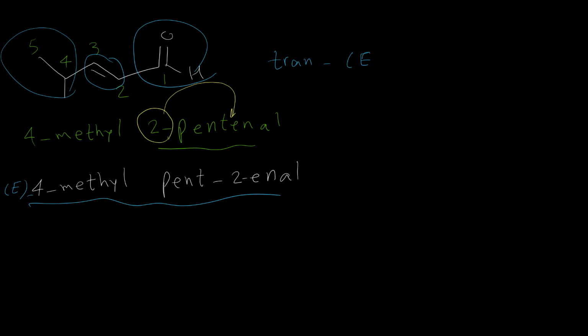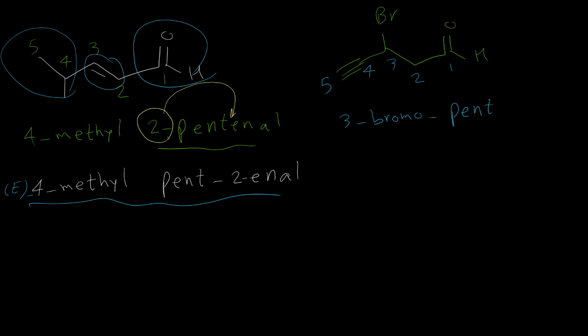Let's have one example for alkyne. Let's put number 1 here, 2, 3, 4, and 5. On carbon 3 we have bromine, so 3-bromo. Then we have 5 carbons, so pent. On carbon 4 we have an alkyne, so 4-yn, and at the end is al, so 4-ynal.